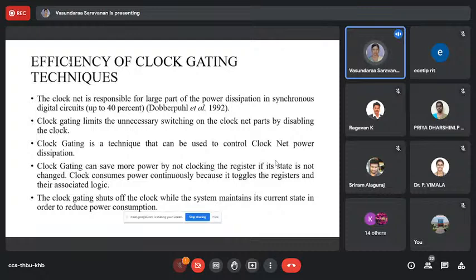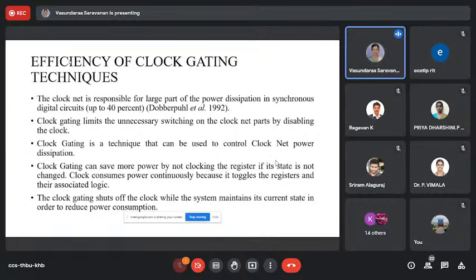It can save more power by not clocking the register if its state is not changed. Otherwise, it consumes power continuously because it toggles the registers and their associated logic. The clock gating shuts off the clock while the system maintains its current state in order to reduce power consumption.